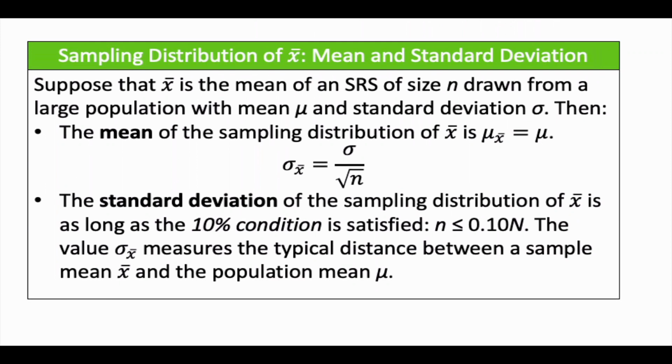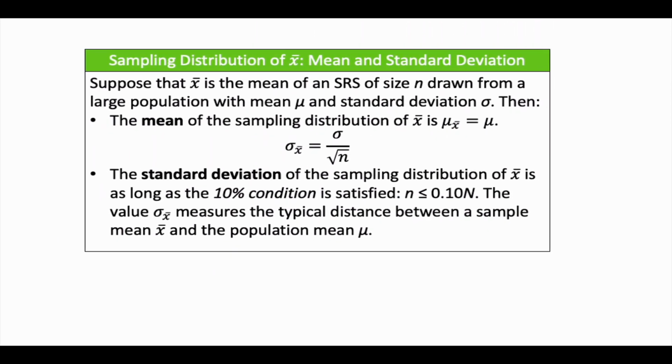All right, so here we go. This box hopefully looks familiar. You have one for proportions, and now we have one for means. The mean is a measure of center. So how do I find the center of the sampling distribution? Exactly like I said, it's always going to equal whatever the true mean is.